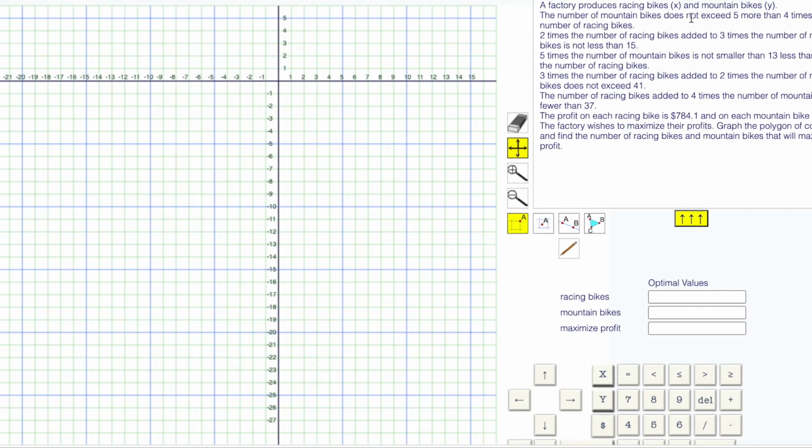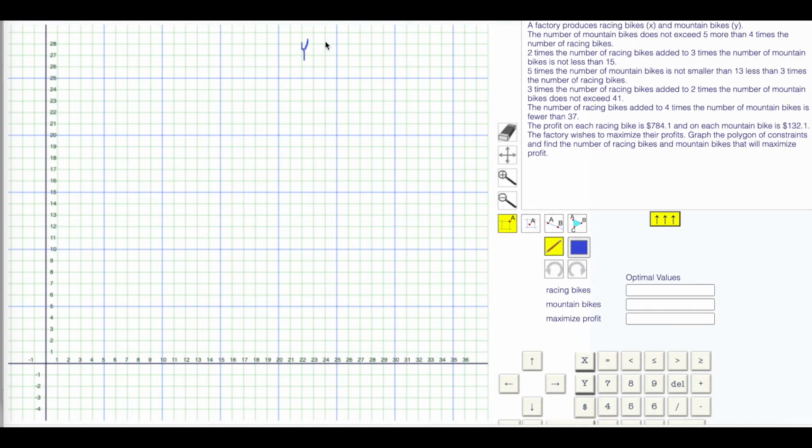The number of mountain bikes does not exceed 5 more than 4 times the number of racing bikes. That's our first inequality. Mountain bikes is Y, so Y does not exceed, so it's less than or equal to 5 more than. 5 more than what? Put the what first. So something plus 5. 4 times the number of racing bikes, 4x plus 5.